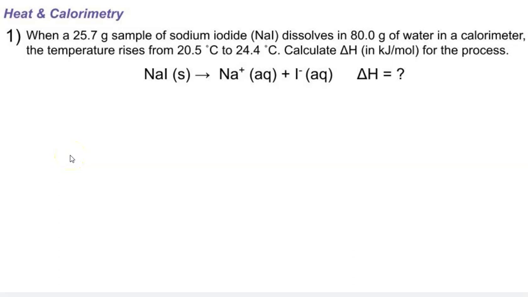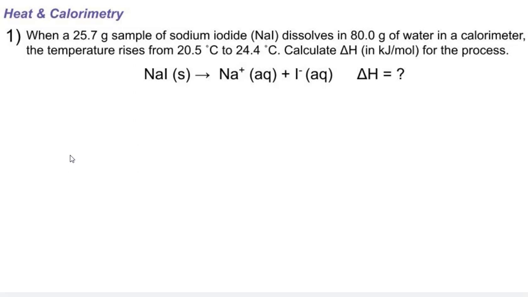When a 25.7 gram sample of sodium iodide dissolves into 80 grams of water in a calorimeter, the temperature rises from 20.5 to 24.4 degrees Celsius. Calculate delta H in kilojoules per mole for the process. So overall here, we need to use a couple of equations.